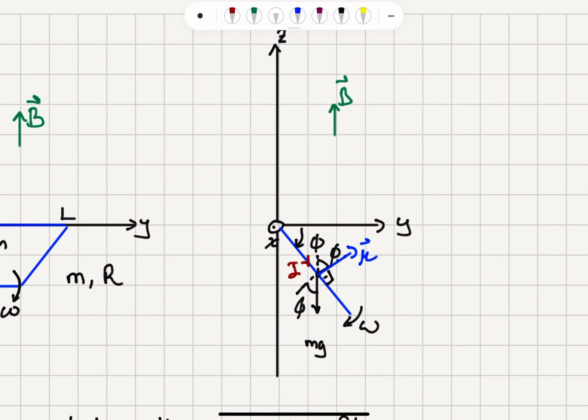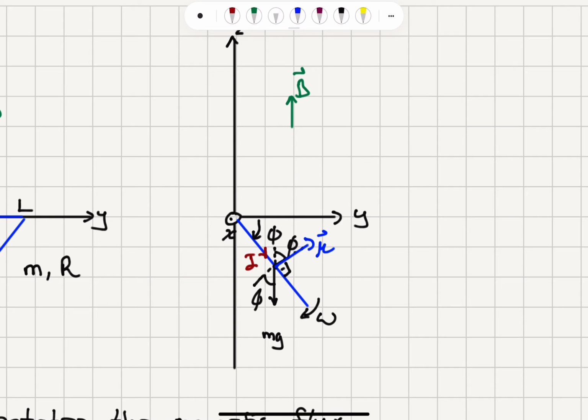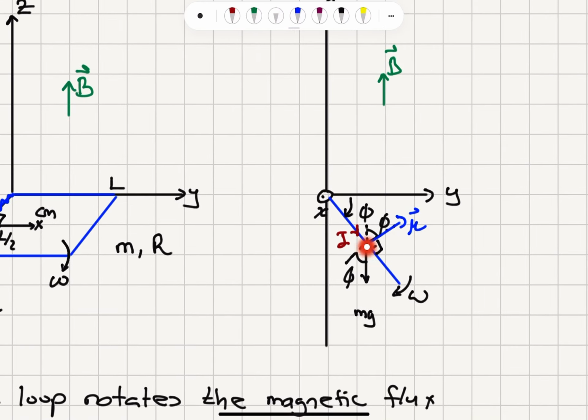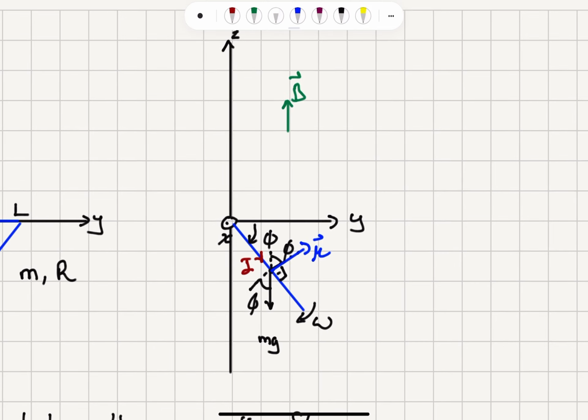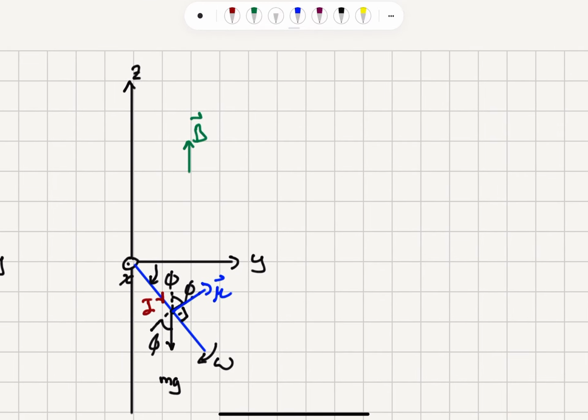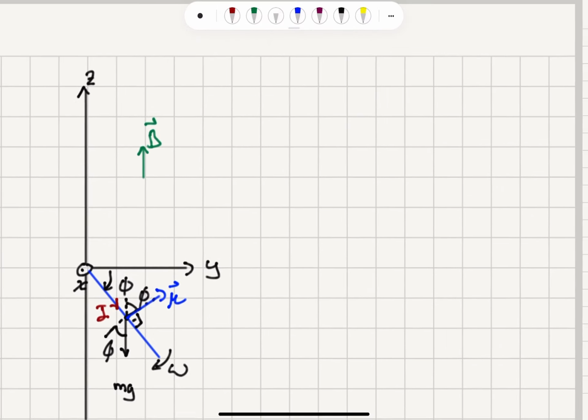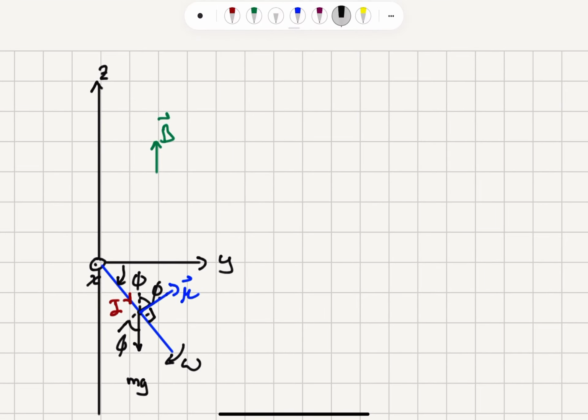Now there is the weight of this square loop, mg, pointing down, and that will exert a torque with respect to this rotation axis. And there is the magnetic moment due to the current induced in this loop, and that magnetic moment interacting with the magnetic field will create a magnetic torque. So let's think about these torque terms now.